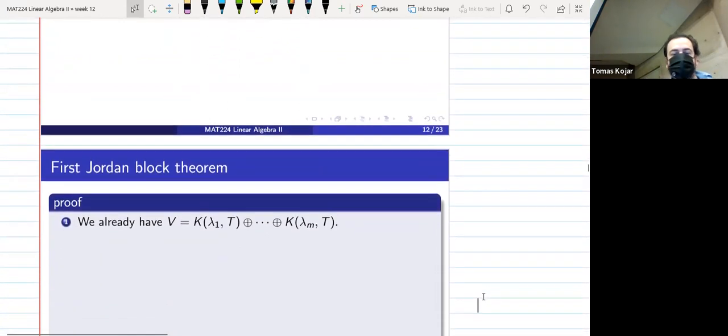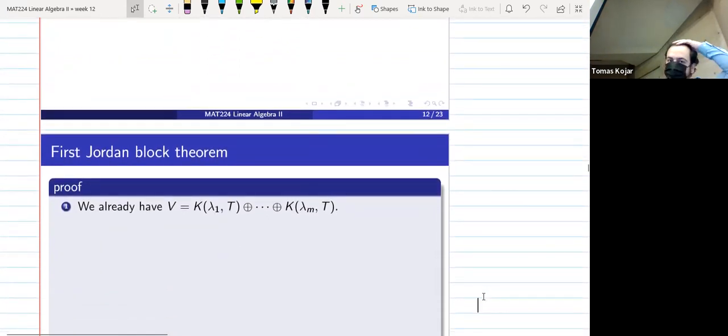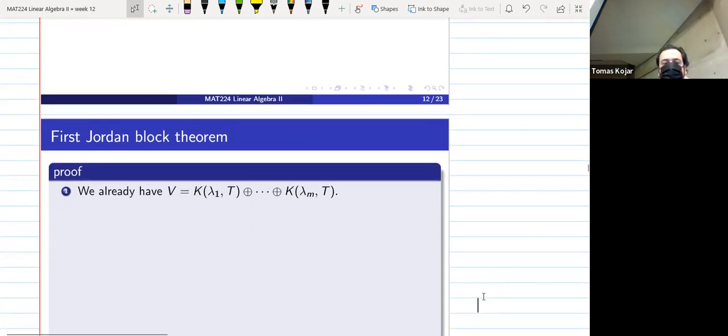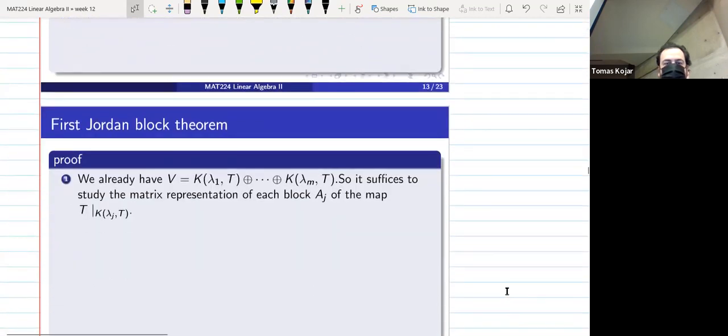All right, let's prove it, because I remember the proof was short. That's why I want to do it. So you already have the decomposition, and that's all we're going to need to get this representation. So all we have to do is study what happens at each block, meaning you form a basis of generalized eigenvectors, and you study how T behaves restricted to the basis of the jth one.